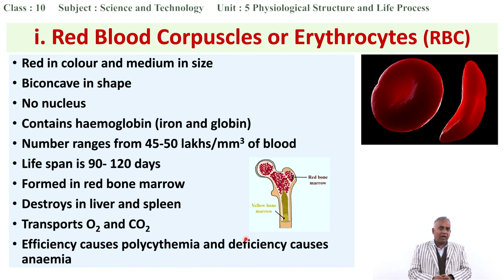I think you know anemia. Usually it occurs in pregnant women who do not get a complete, balanced diet, or get less iron in their diet. In them anemia happens, in which they become very weak. So that was about RBC.